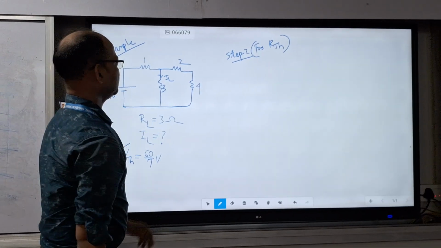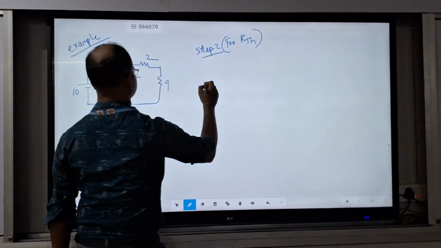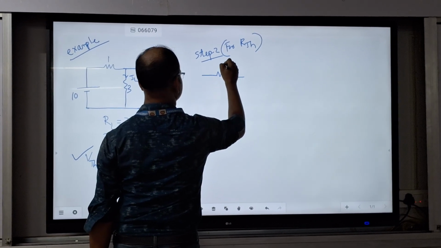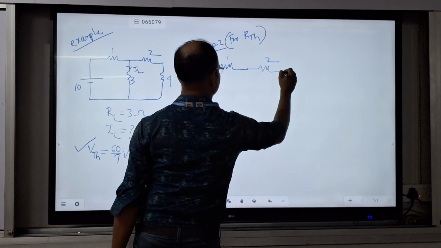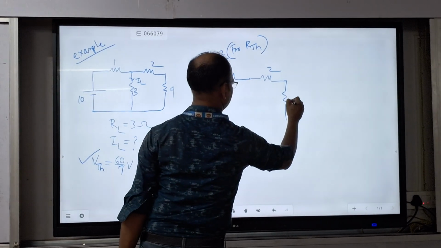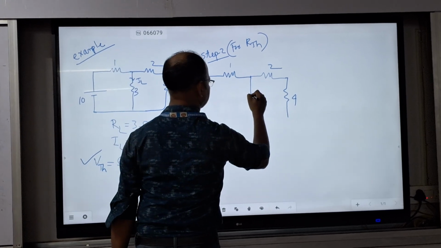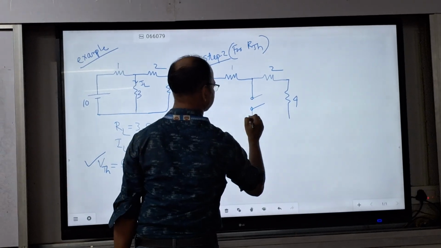Okay. So now let's see. I am drawing the RTH circuit. Here the resistances will be as usual. We will keep them like this: 1, 2, and 4. You have to keep them as usual. And this one is the load resistor. You have to open circuit it.